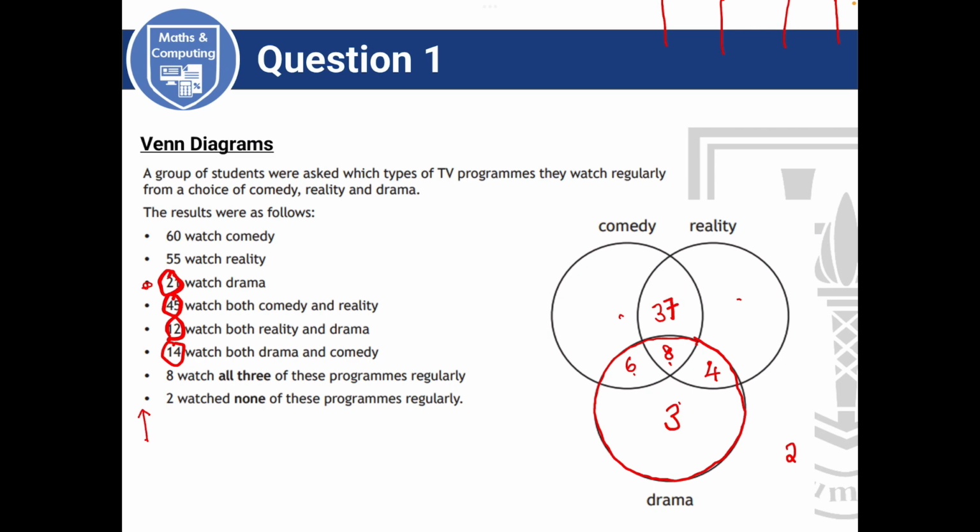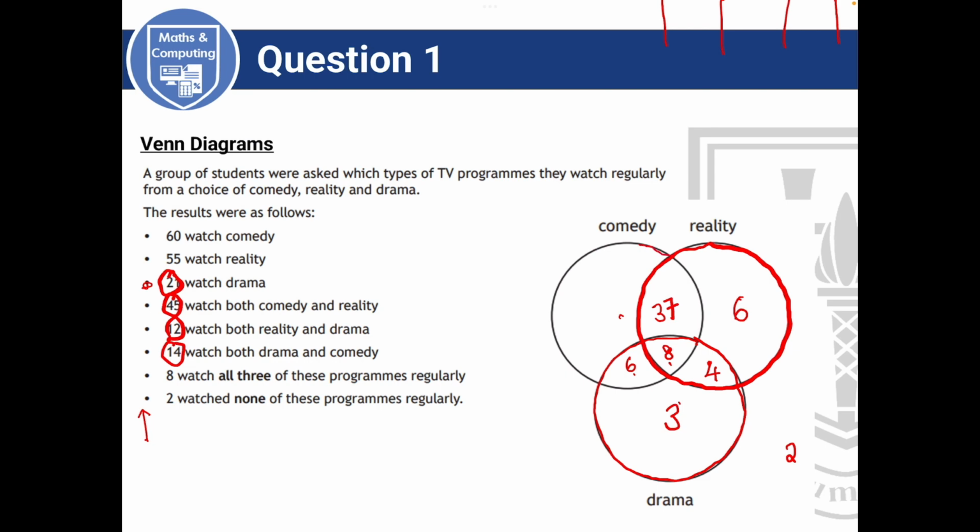Let's do the same thing for reality. So reality, this full circle, needs to add up to 55. So I'm going to do 55, take away 37, take away 8, take away 4. That's going to give me 6. So 6 people watch just reality.